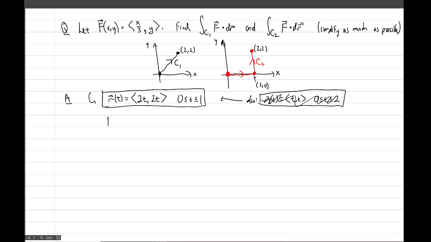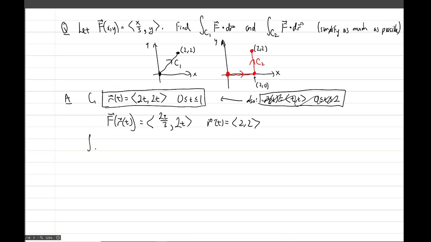And then we've got F of r of t when we compose. It's supposed to be x over 3, so in other words, 2t over 3. And then the second component is supposed to be just y, so we'll just have 2t here. Then looking at how r of t is written, we can get r prime of t. Differentiate each component, you have 2 and you get 2.